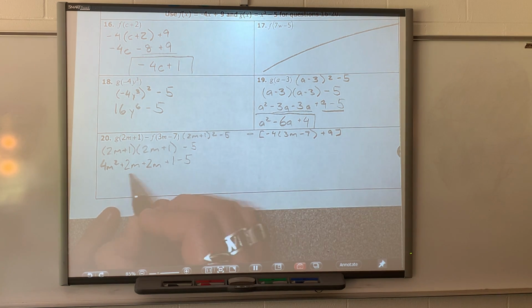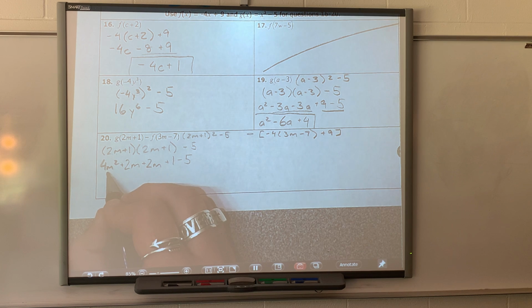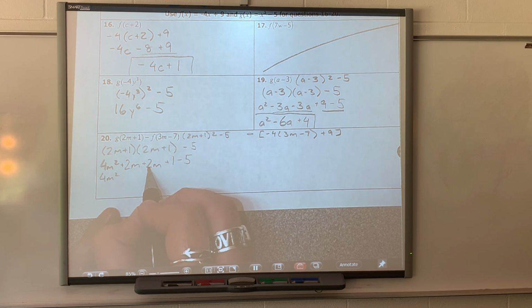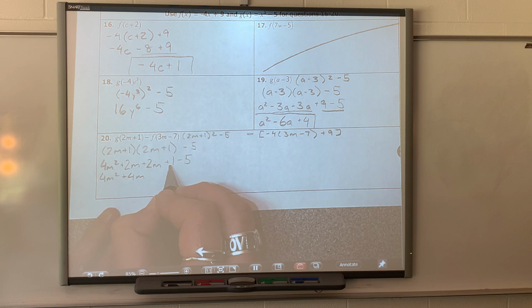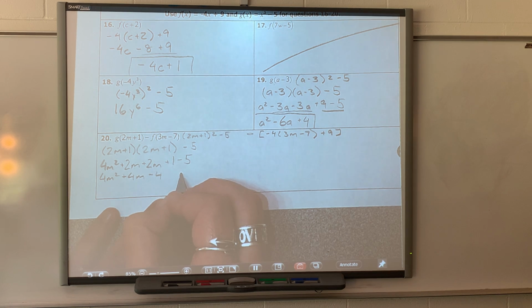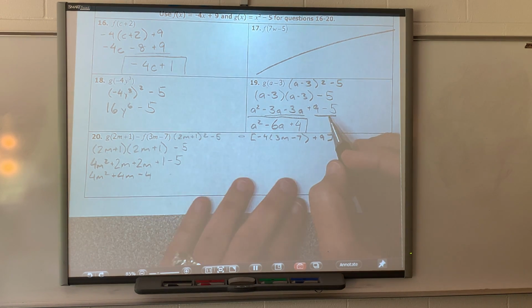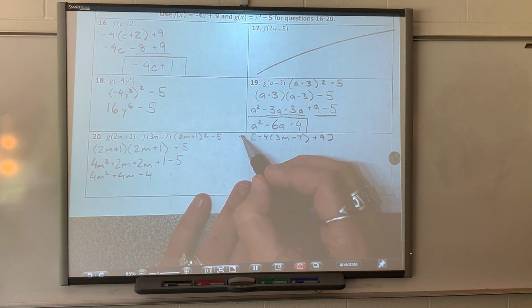Now I'm going to clean this up. 4m squared, can I combine anything there? No. So it stays 4m squared. 2m and 2m give you 4m, and then I have 1 minus 5, so I have -4. I'm going to leave that alone for right now. Now I'm going to come over here and deal with this. I'm going to leave this minus sign right there where it is.